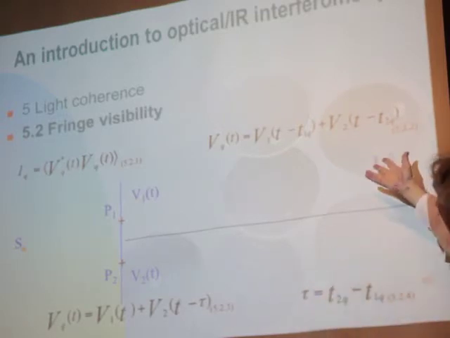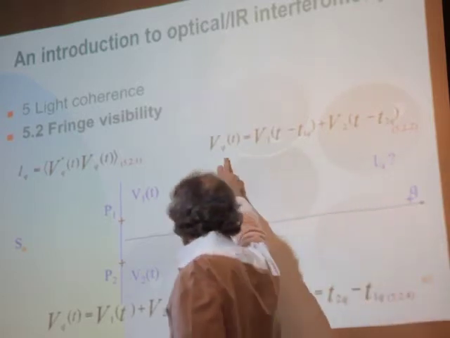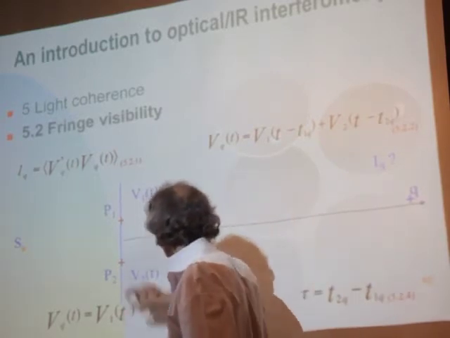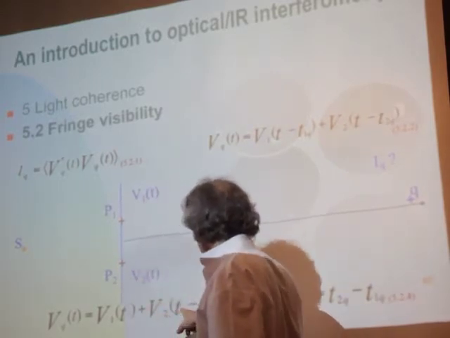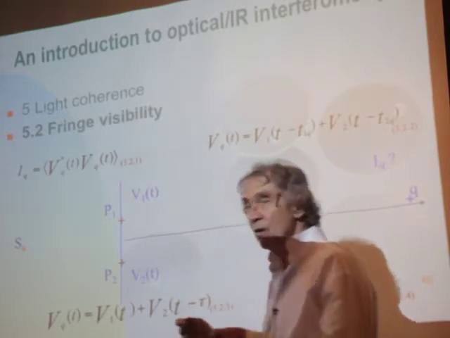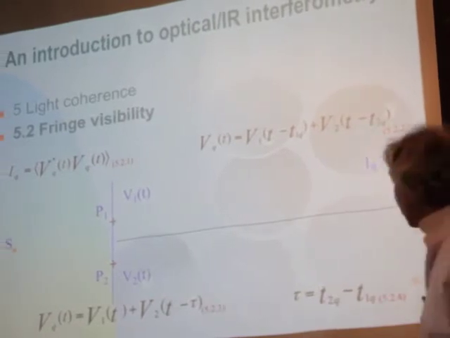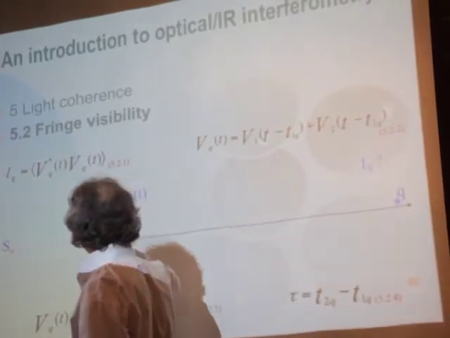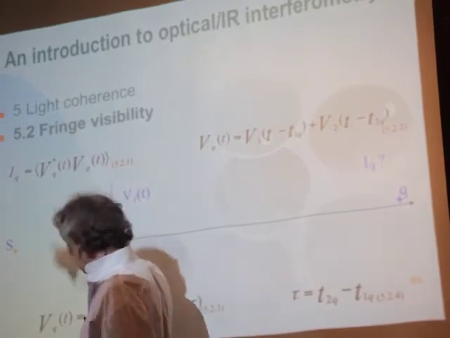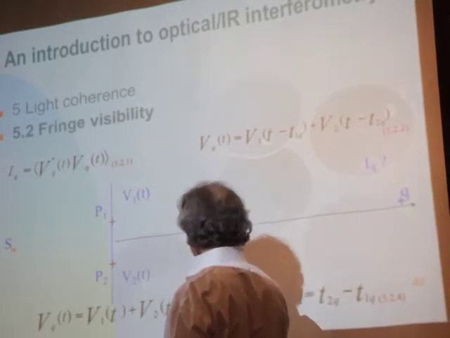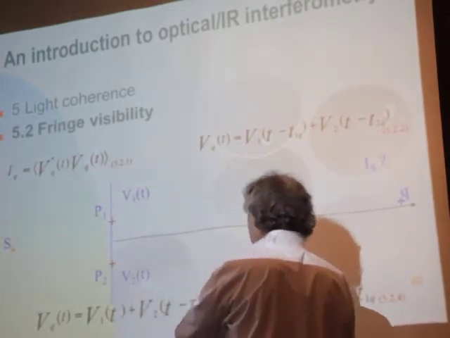Then I may rewrite things like that. The amplitude at this point is equal to the amplitude at that point plus the amplitude at the second point, but at the time corrected for the time difference between the two holes. Now what I do, I take this expression and insert it inside. And so I will get V1 star plus V2 star, t minus tau, times V1 of t plus V2 of t minus tau. So I get for IQ that it is equal.